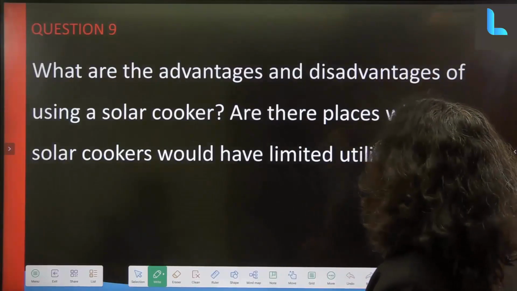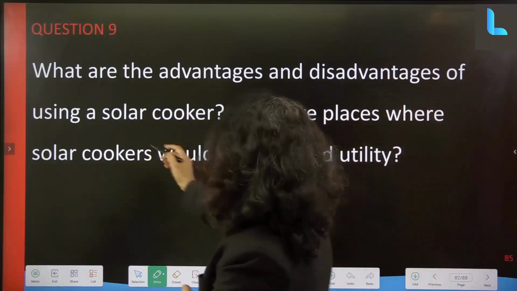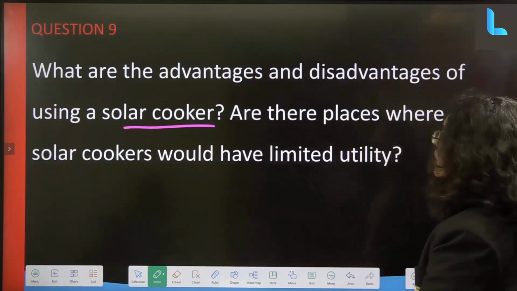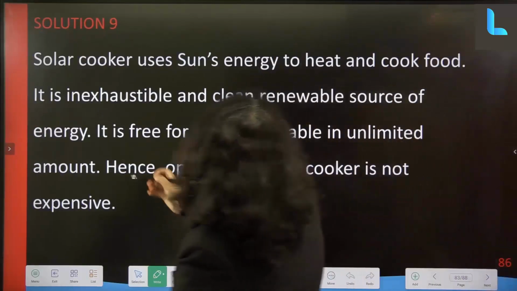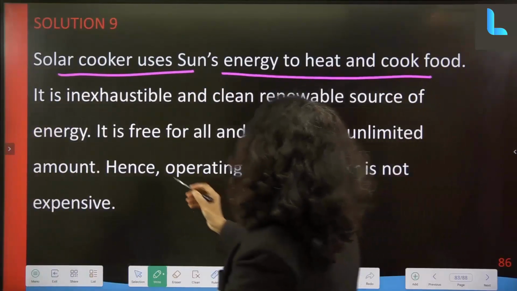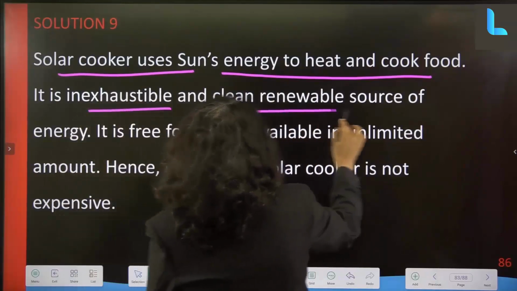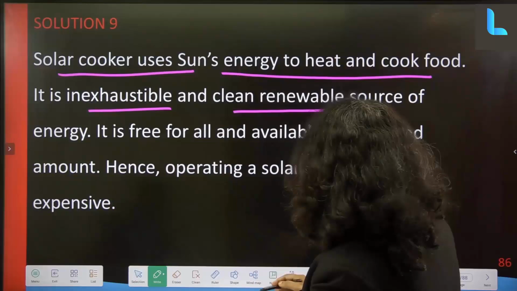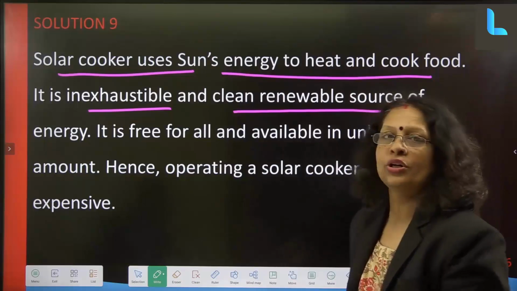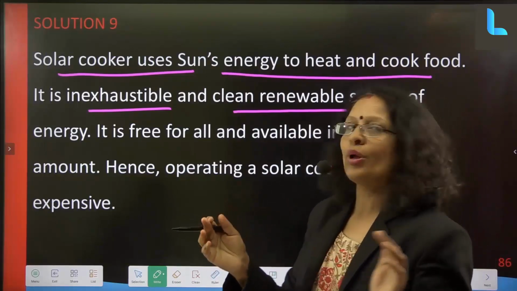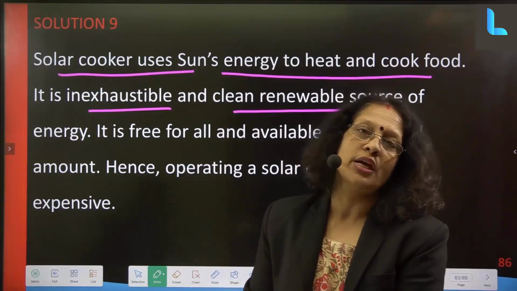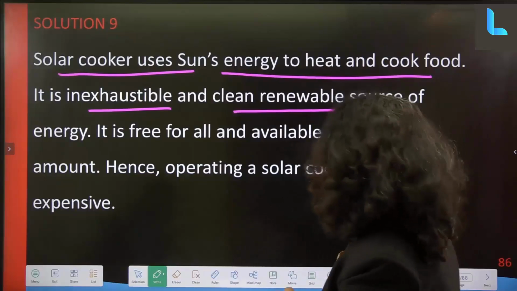What are the advantages and disadvantages of using a solar cooker? Are there places where solar cookers would have limited utility? A solar cooker uses the sun's energy to heat and cook the food. It is an inexhaustible, clean, renewable source of energy. It is free for all and available in unlimited amount. Hence operating a solar cooker is not at all expensive. It requires a small box and one mirror which can reflect the sunlight and focus it at a particular point and cook the food. That much only.